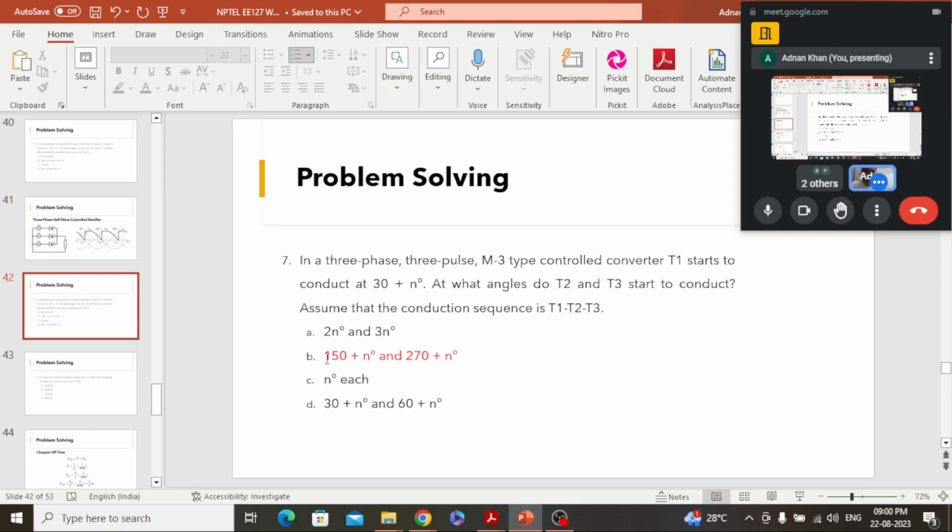T2 and T3 will start to conduct after 150 degrees plus some angle, here representing alpha equal to n degrees, and for the third it will be 270 degrees plus n degrees. Hope you understood this. Is it fine now, or is some more clarification needed?